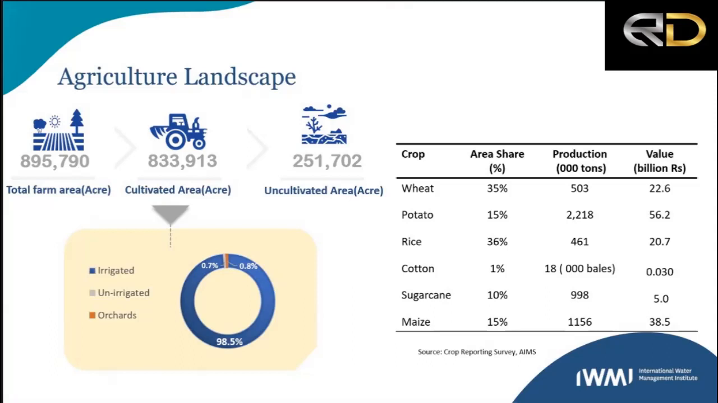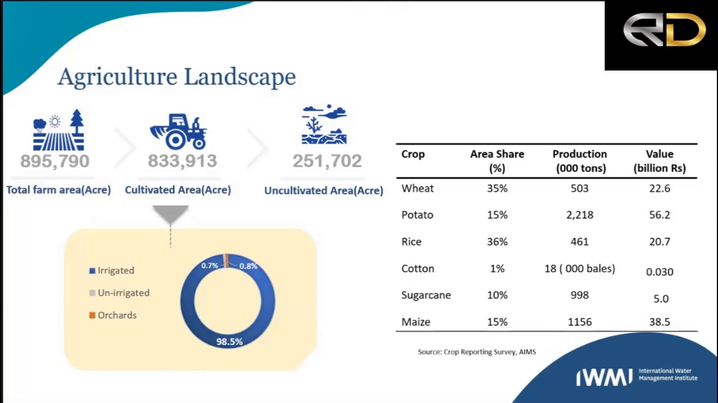And you can see at the far column the value in billions of rupees. The largest one by our estimates using AMIS statistics is 56 billion rupees in potatoes, followed by maize at 38.5, and then rice and wheat are about the same at somewhat over 20 billion rupees each. So these are significant activities in the district, and they do comprise the bulk of the cropping agriculture.